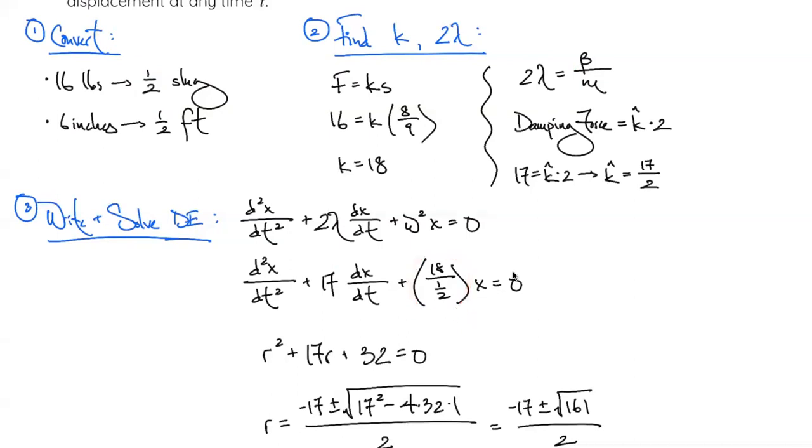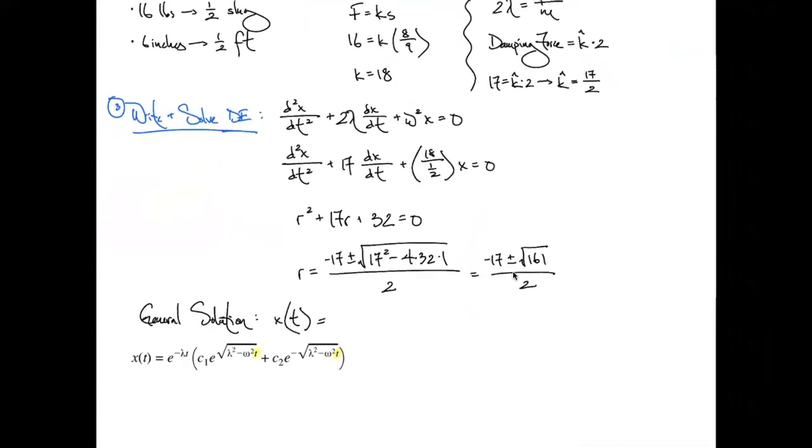And so hopefully that is a little bit more clear about where these numbers come from and what we might have as our general solution here. When we think about our general solution, we do want to make sure that we know what our lambda is and what our omega is, so that we can plug those into the equation.